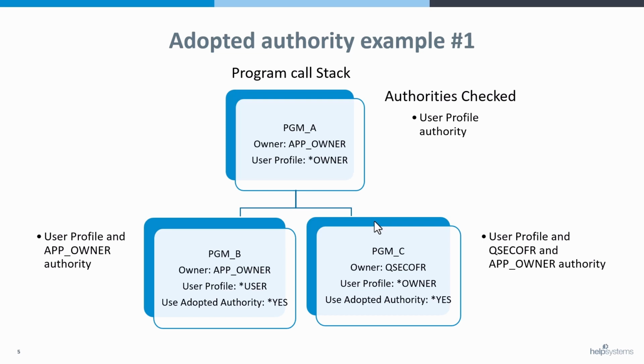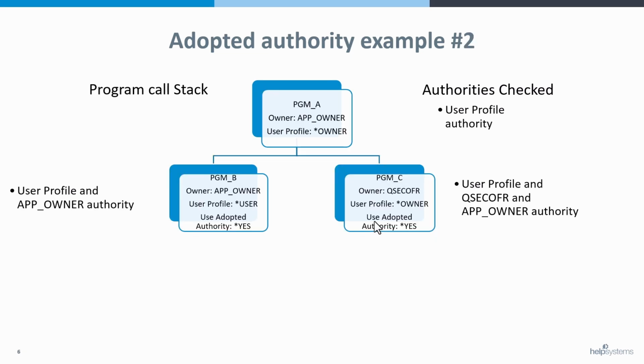Let's take it one level deeper. So we have the same call stack. We've started with our initial program, program A. It's adopting APPOWNER, so it's running under APPOWNER authority. Program B is running under the user's authority, and possibly under APPOWNER authority also, because the use adopted authority flag is set to yes.